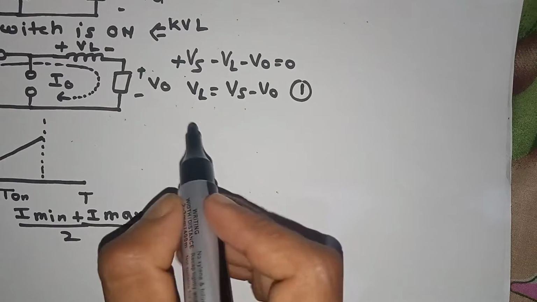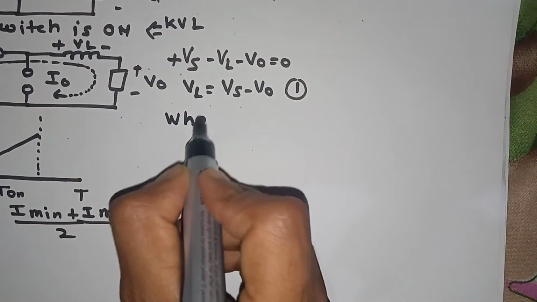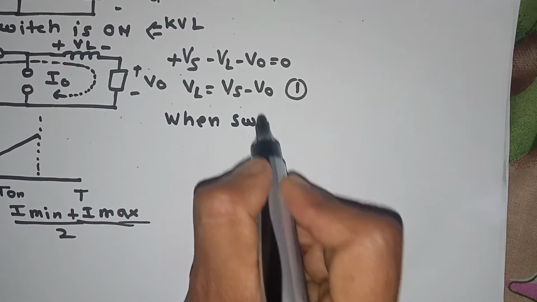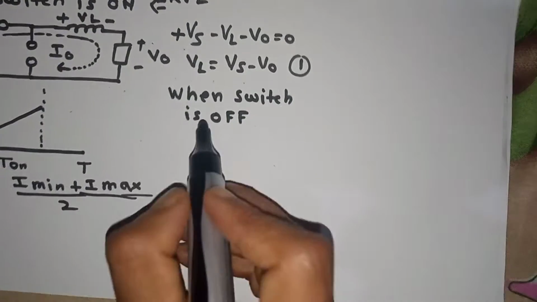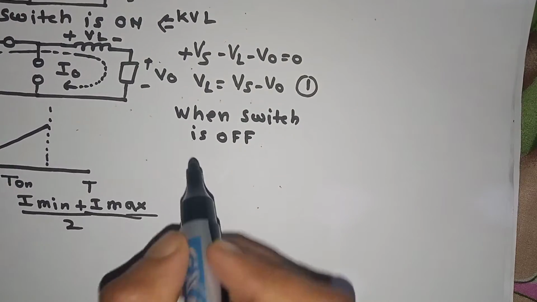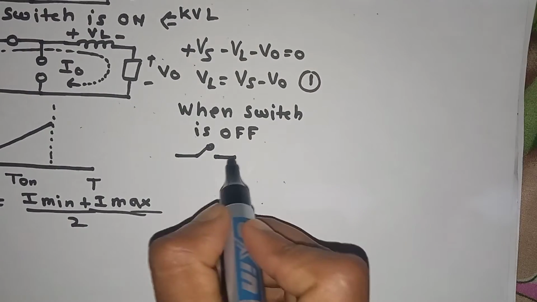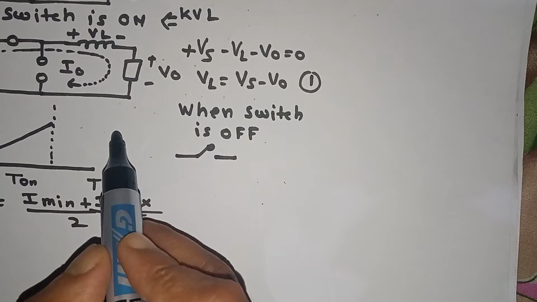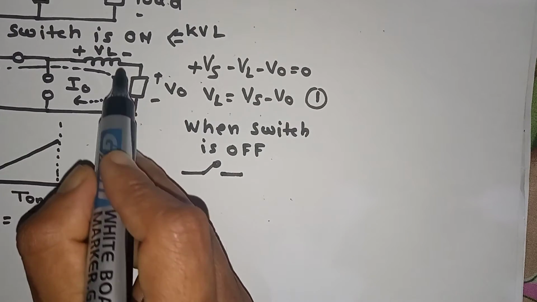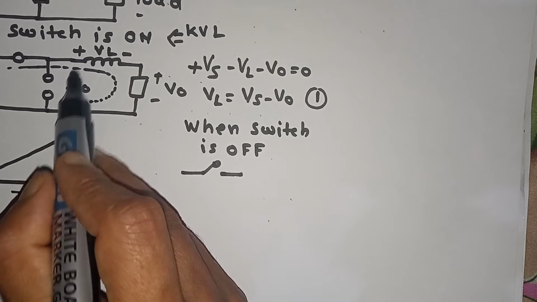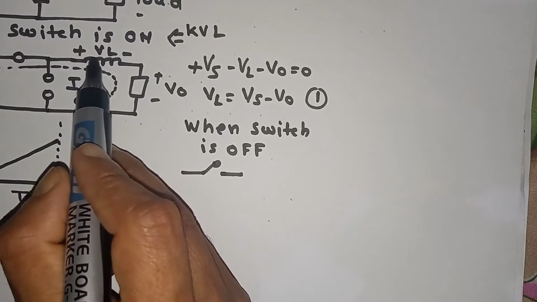Next we will see when the switch is off. When the switch is off, it works as an open circuit. We know that during the on time the inductor starts to store energy, so that when the switch is off, the inductor releases the energy in the off period.